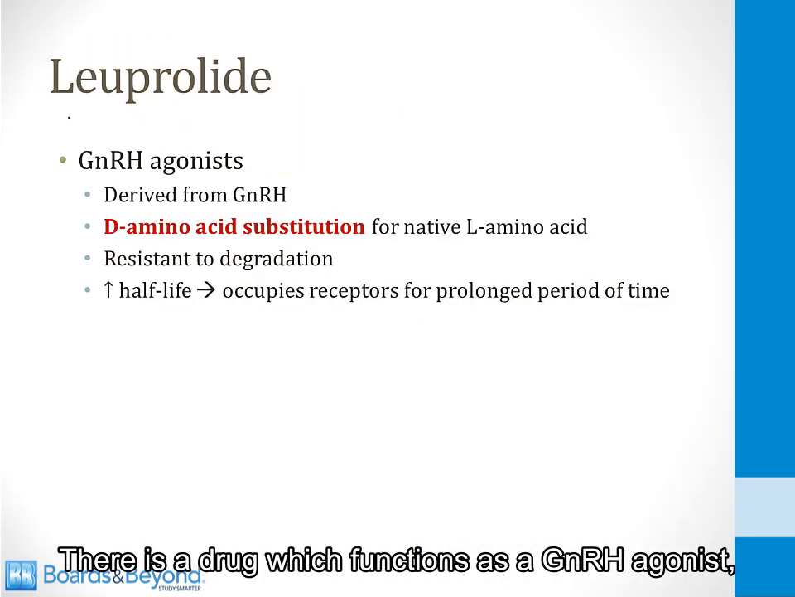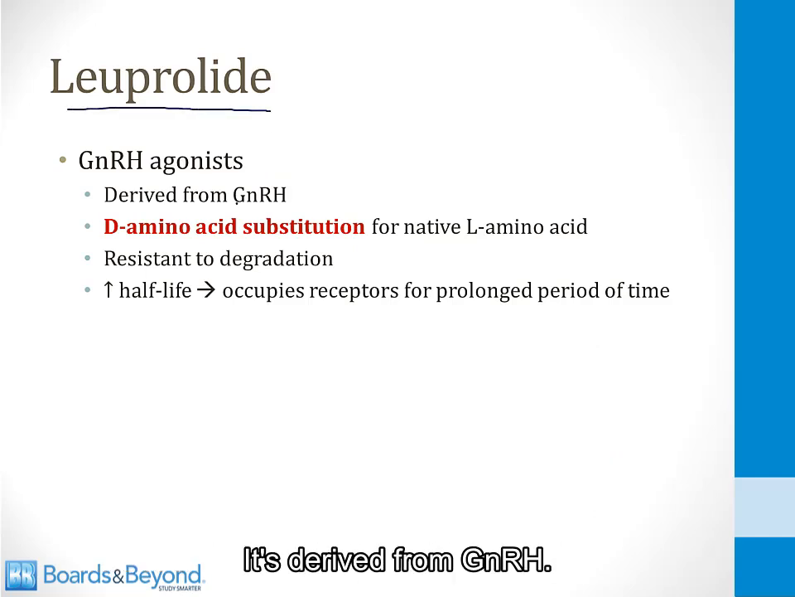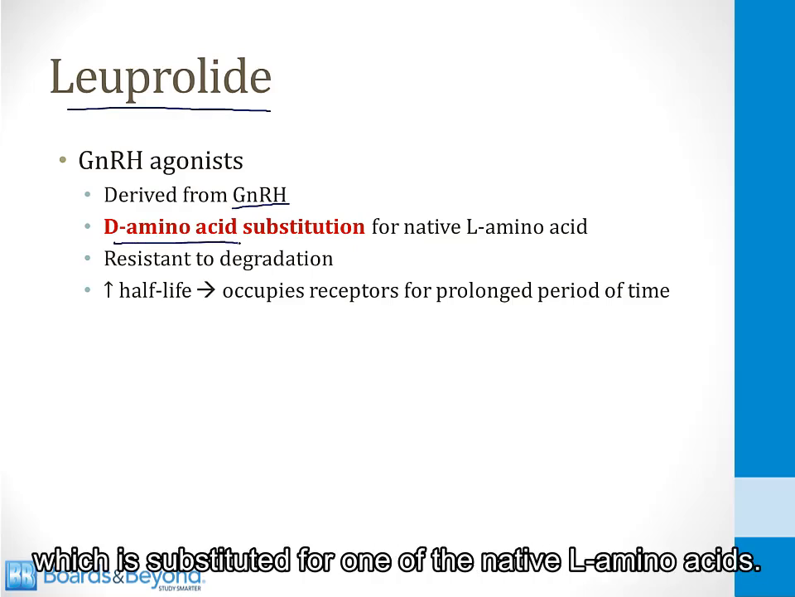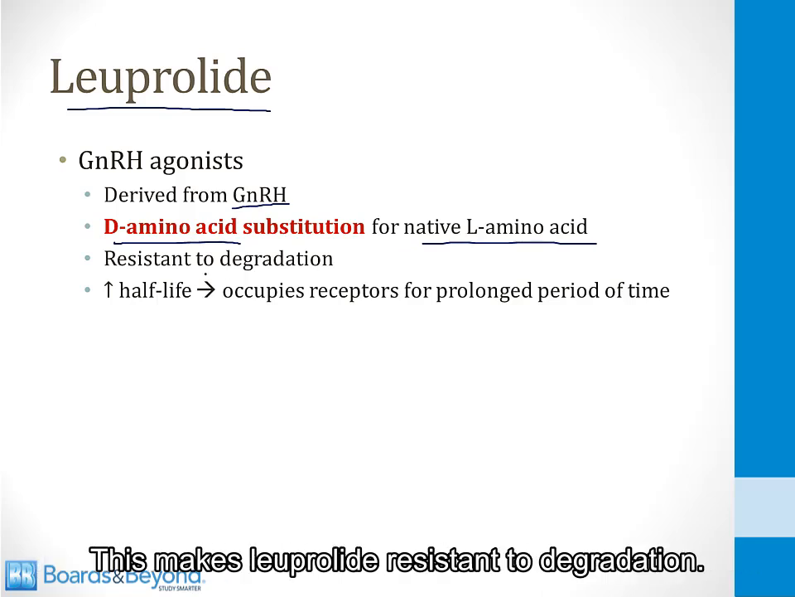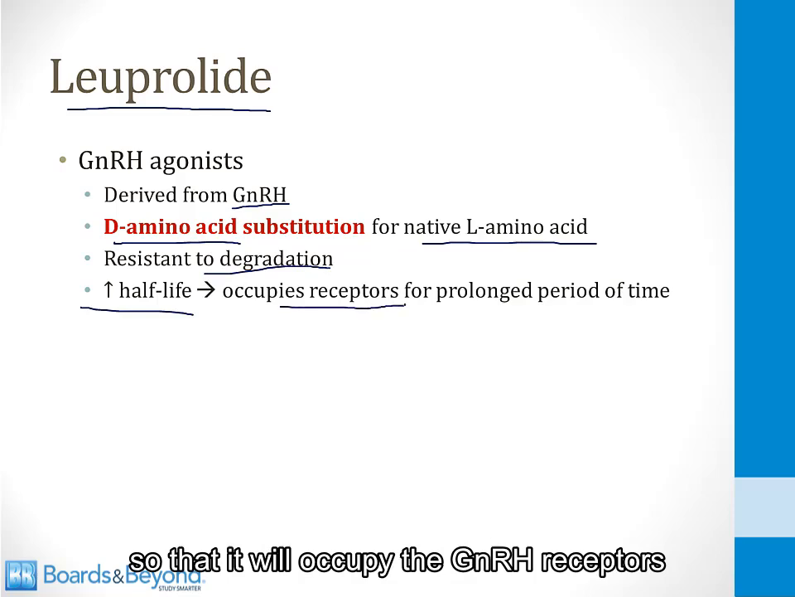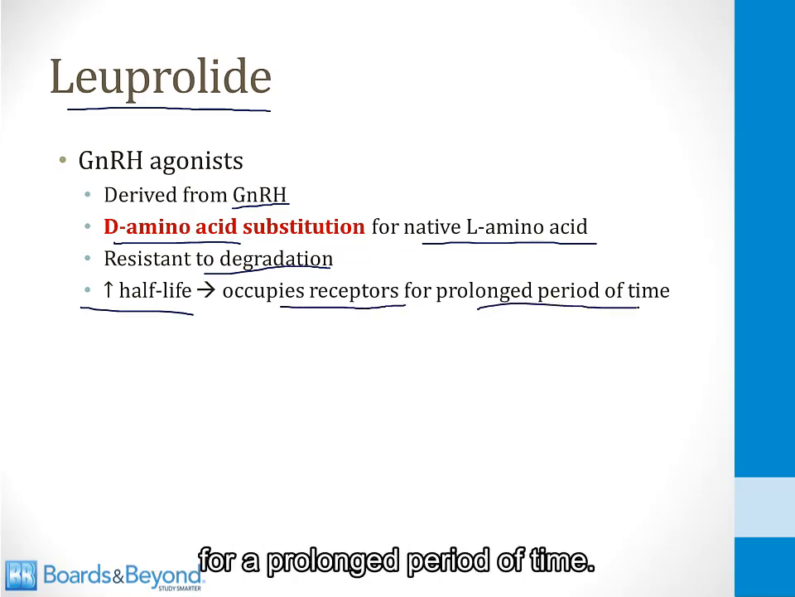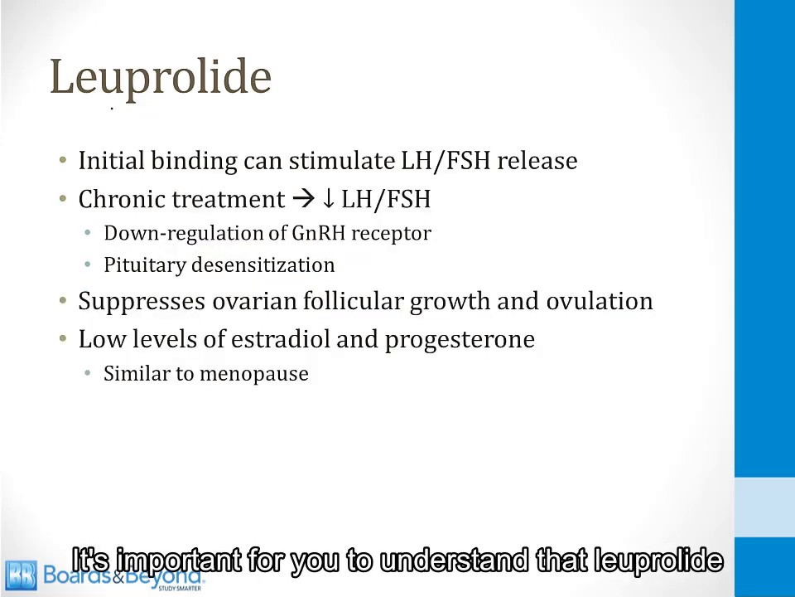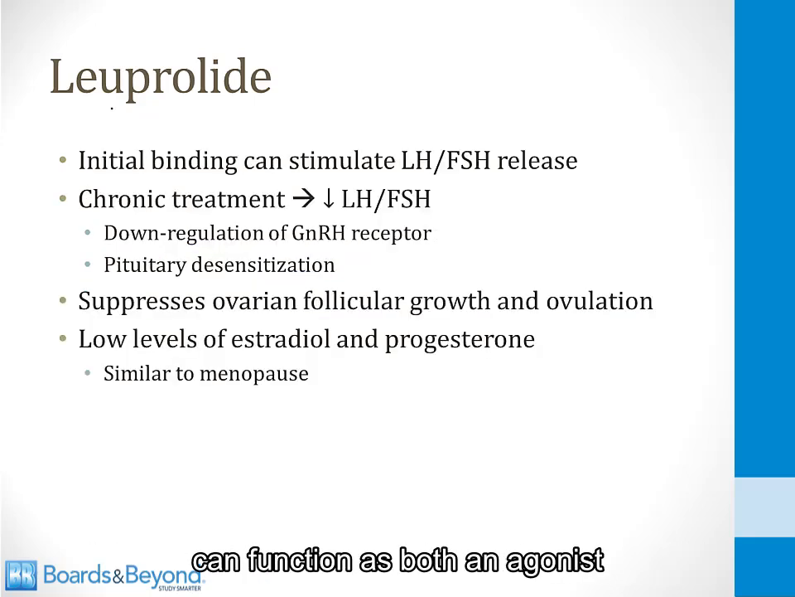There is a drug which functions as a GnRH agonist. That drug is called Leuprolide. It's derived from GnRH. There is a D amino acid which is substituted for one of the native L amino acids. This makes Leuprolide resistant to degradation. It also gives it a longer half-life so that it will occupy the GnRH receptors for a prolonged period of time. It's important for you to understand that Leuprolide can function as both an agonist and an antagonist of GnRH.